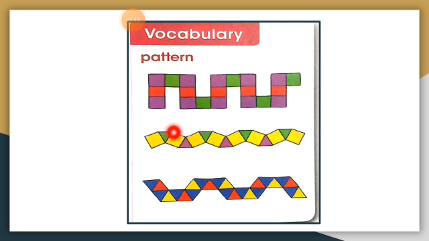Look at the second pattern. Square, triangle, square, triangle, square, triangle, square, triangle. If you see the shapes, the shapes are going the same. Look at the last pattern. Look at the colors: blue, red, blue, yellow, blue, red, blue, yellow. And these are all triangles. Okay, this is how you will make the pattern. All are repeated shapes.